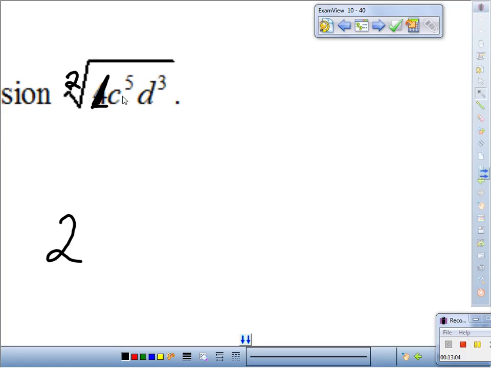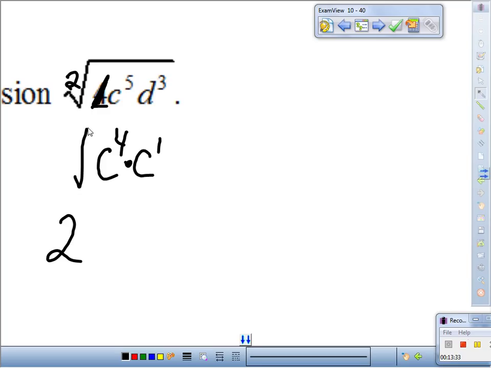That means we need to rewrite this. How do we rewrite it? It has to be a multiple of 2. Is 5 a multiple of 2? No. What number before 5 is a multiple of 2? 4. So that means I'm going to rewrite this to c to the 4th. However, to make it c to the 5th, I need to multiply times c to the 1st. You guys see that? All right.